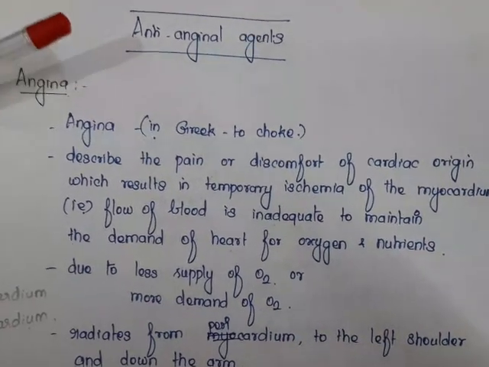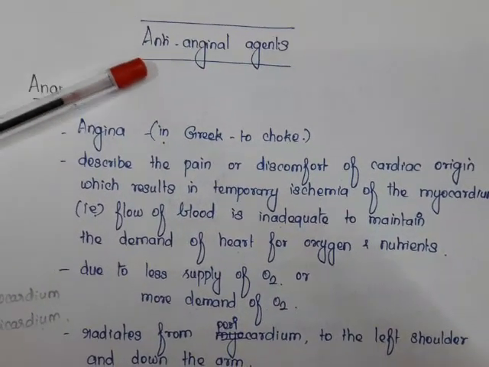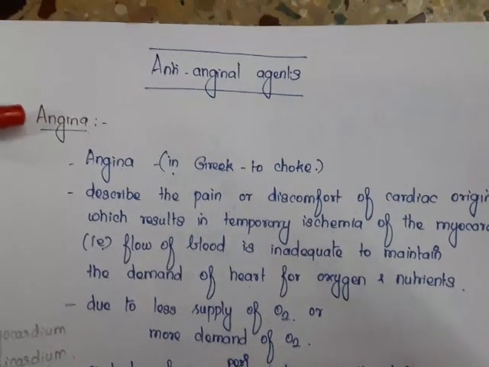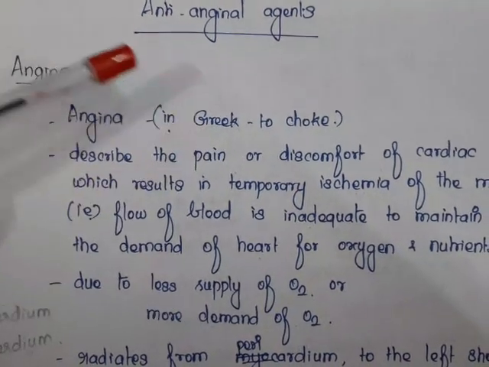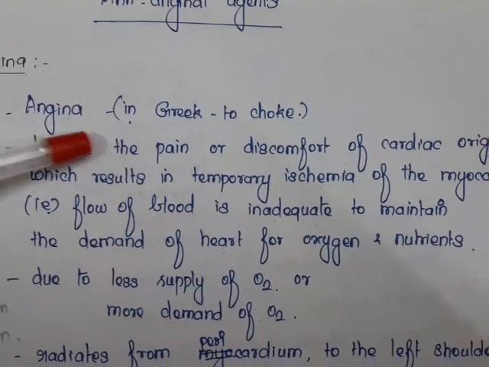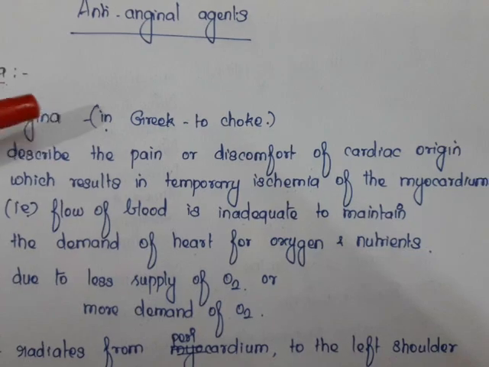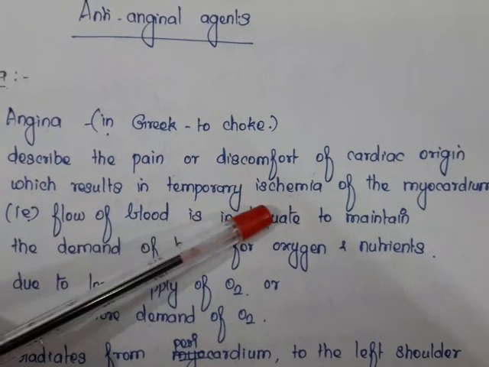Good morning students. Today we are going to see a new topic called anti-anginal agents. Before that, first we'll see what is angina, that is angina pectoris. In Greek it can be called the choke. So it describes the pain or discomfort of cardiac origin that results in temporary ischemia of the myocardium.